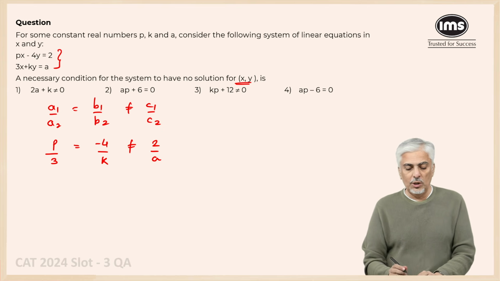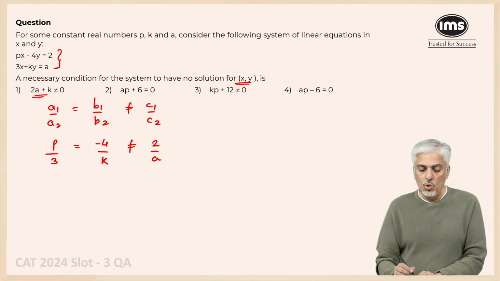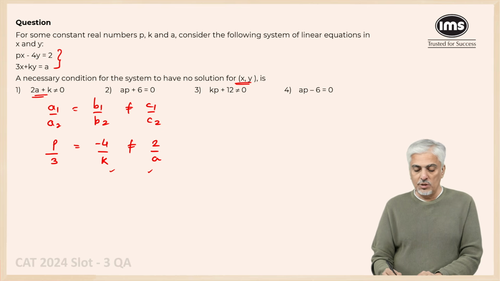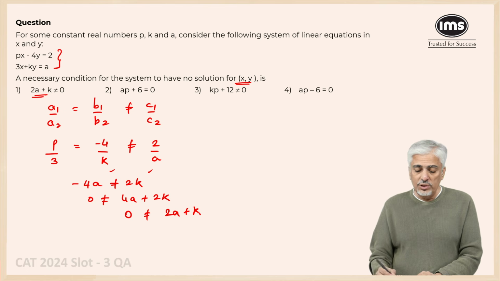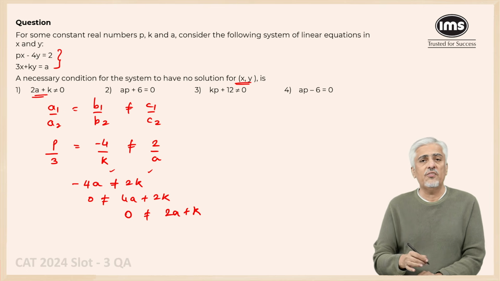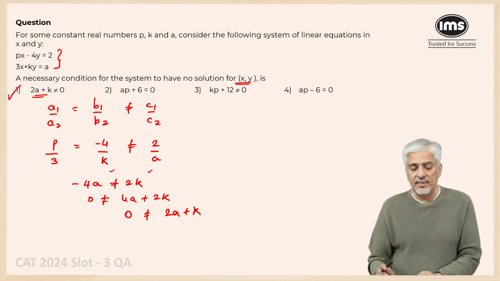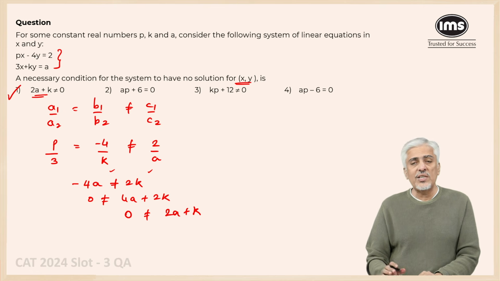So I'm going to go option by option and check. The first option talks about 2a and k. That means these two. What will I get if I cross multiply? I get negative 4a should not be equal to 2k. So 0 should not be equal to 4a plus 2k, and 0 should not be equal to 2a plus k. Which looks right. If I'm very confident or if I'm short on time, I would have marked this answer and gone ahead. But I would otherwise just want to check a couple of options and see what's happening.